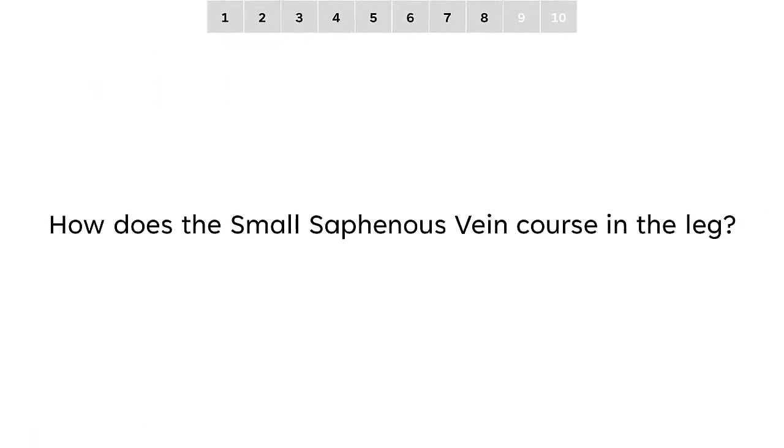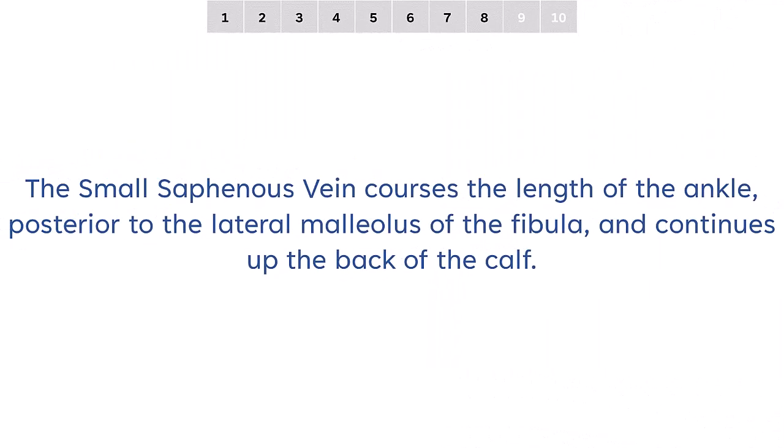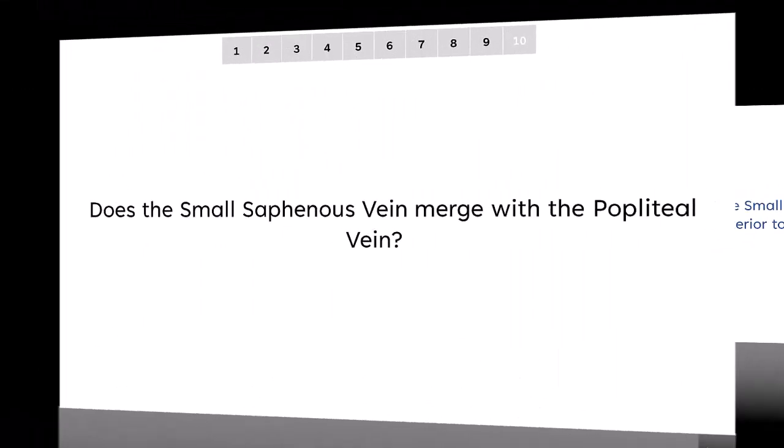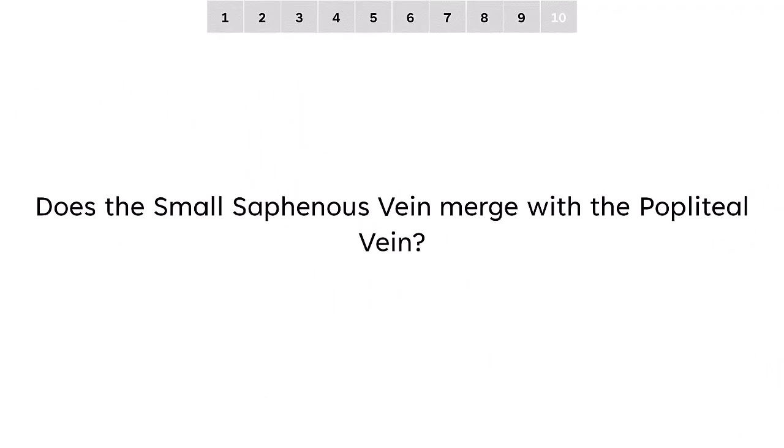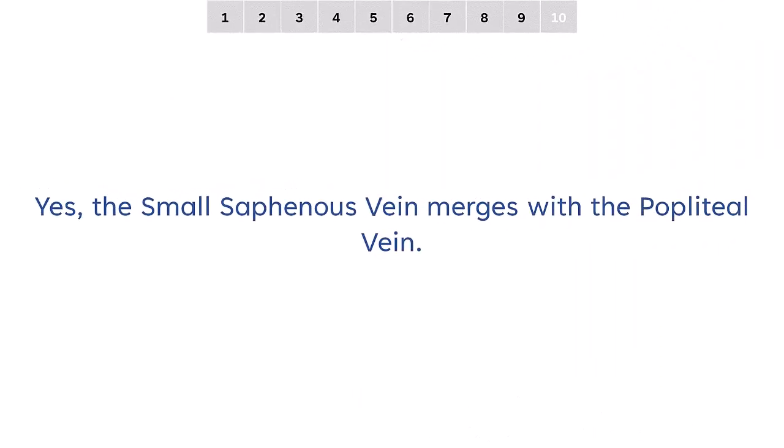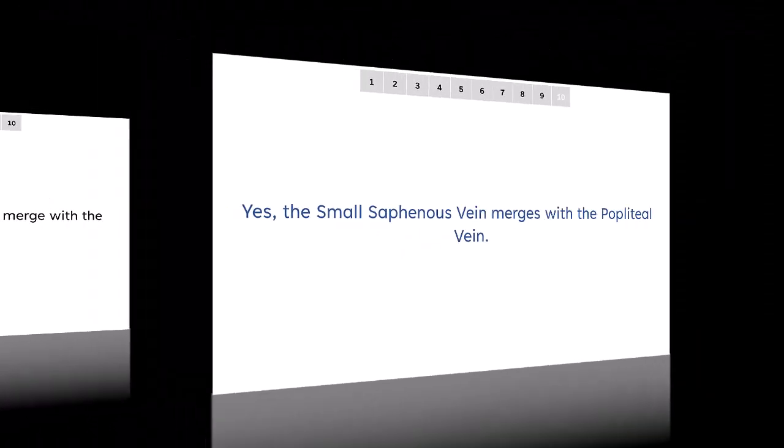How does the small saphenous vein course in the leg? The small saphenous vein courses the length of the ankle, posterior to the lateral malleolus of the fibula, and continues up the back of the calf. Does the small saphenous vein merge with the popliteal vein? Yes, the small saphenous vein merges with the popliteal vein.